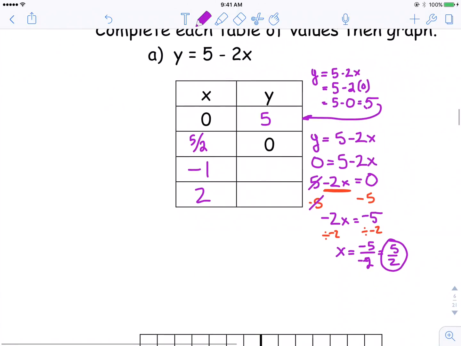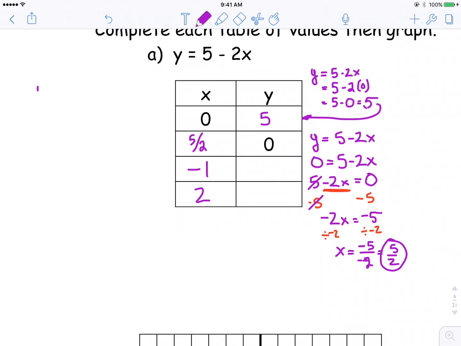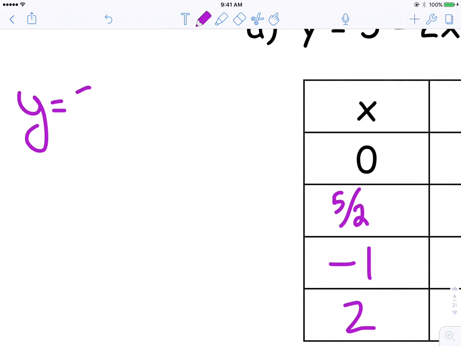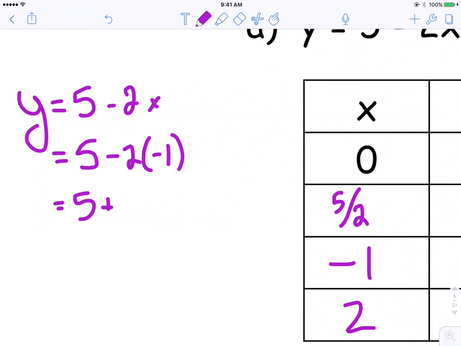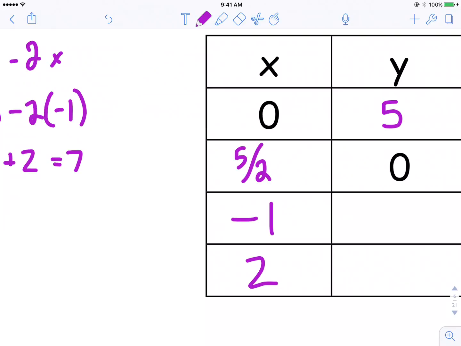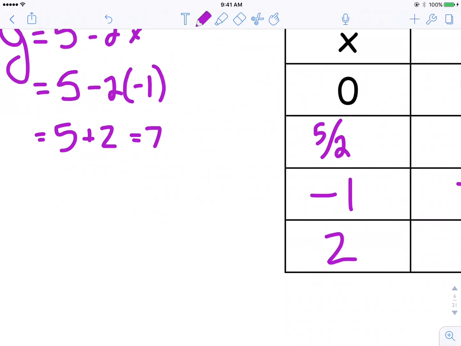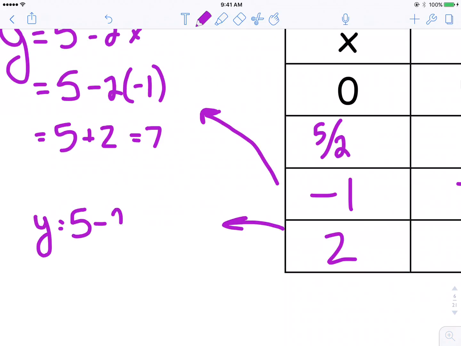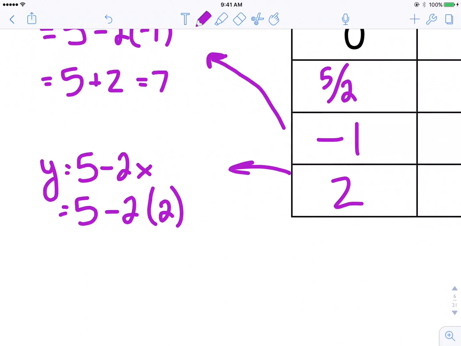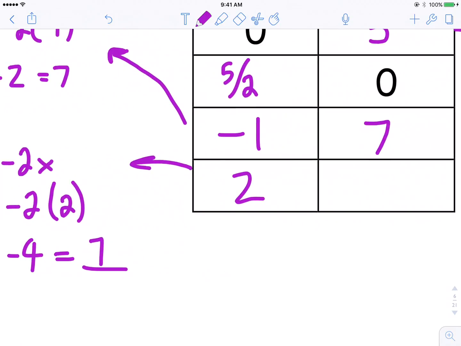Now I keep continuing that same process with my equation. y is equal to 5 minus 2x. This time x is equal to -1. 5 plus 2, which is equal to 7. So this is 7. I do the same for this one. y is equal to 5 minus 2x, which is equal to 5 minus 2 times 2. Well, 2 times 2 is 4. This is 5 minus 4, which is equal to 1.